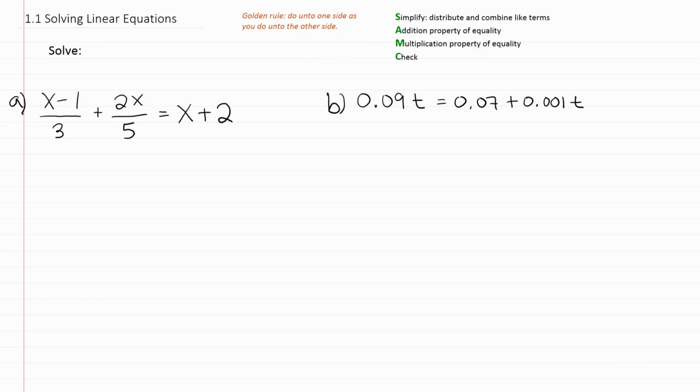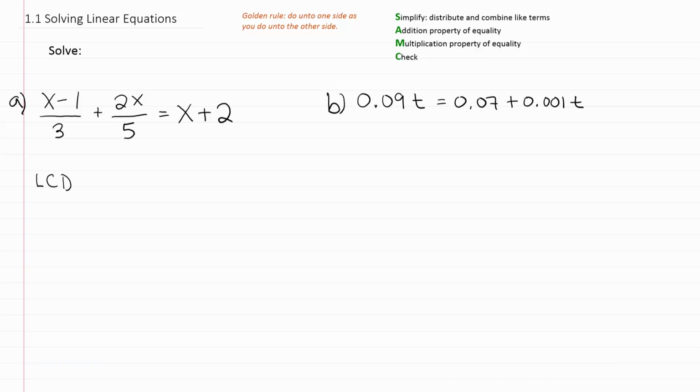All right, so looking at the first one, the first thing you often want to do in a problem that has fractions like this is to multiply the entire equation by the least common denominator for the fractions. The reason why you want to do this is you want to eliminate the fractions to make the work simpler for us. So what would be the LCD for the denominators in this problem, which are basically 3 and 5?